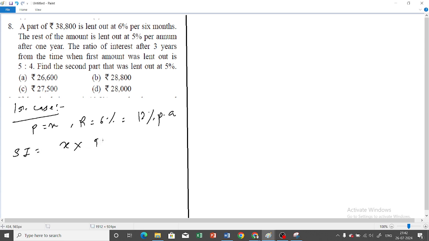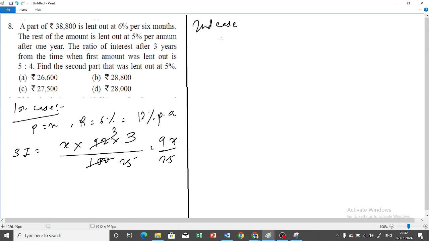PRT is what? What is the duration? Just 3 years. So the first one, that is x, is lent out for 3 years. So 4 3s are 12, 12 by 100 is 3 by 25, that is 9x by 25. Now the second case. What is the principal? The principal is 38800 minus x.